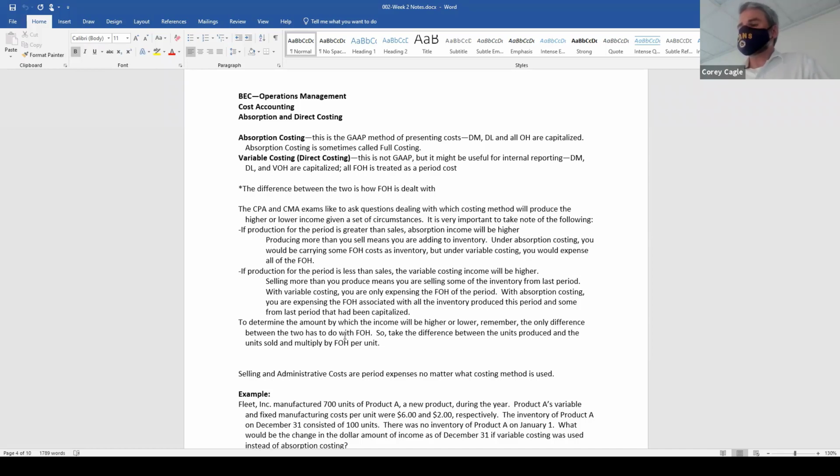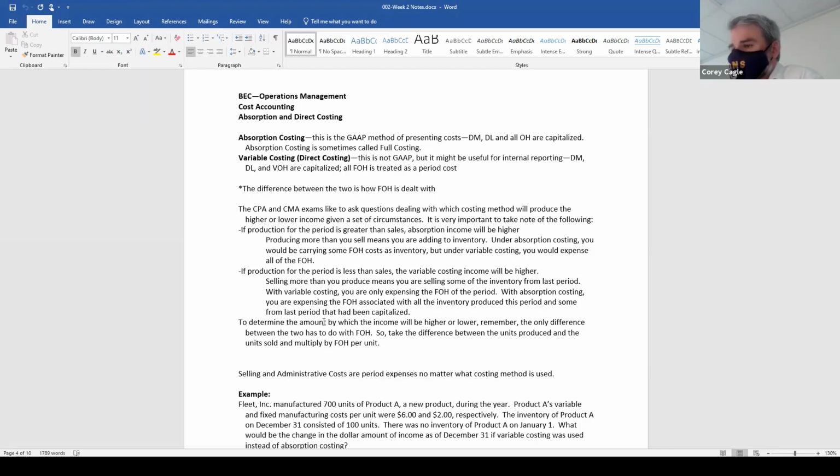They'll hit you with problems using these two simple definitions. These problems can be quite easy once you know how to handle them. So absorption costing is our GAAP method of recognizing cost. Under absorption costing, if we're in a manufacturing plant, the cost of the goods that we manufacture are those three things we just talked about: direct material, direct labor, and every bit of overhead, all capitalized, which means all recorded as inventory, as an asset until we sell it.